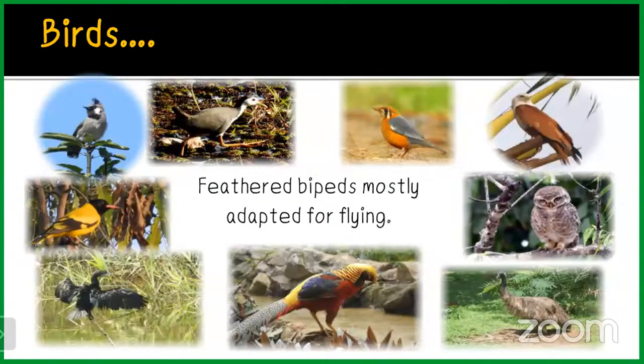And then you can see in this picture a wide variety of birds. Most of them are flying birds, but in the extreme right corner you can see a small bird. This is a large bird, though the picture is quite small. That is the emu, which is an Australian non-flying bird.